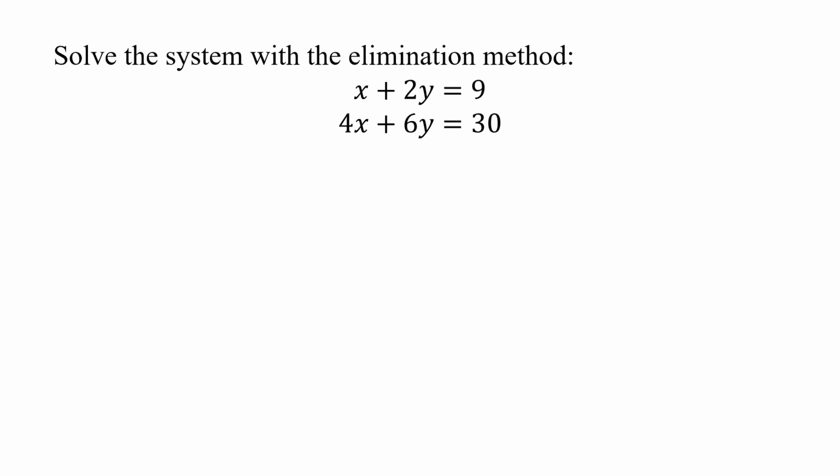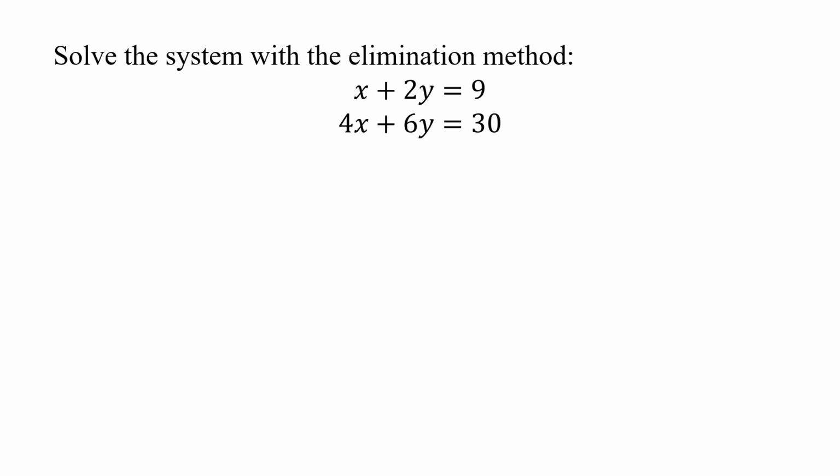So we're going to have to create those opposites. We have x and 4x. Well, I know that if I multiply 1 by negative 4, I could get the opposite of 4. So that's one. Another thing we have is 2y and 6y. With 2y and 6y, I could multiply the 2y by negative 3, and I'd get the opposite of 6y, right? Since 3 is smaller than 4, I'm going to go ahead and multiply by that.